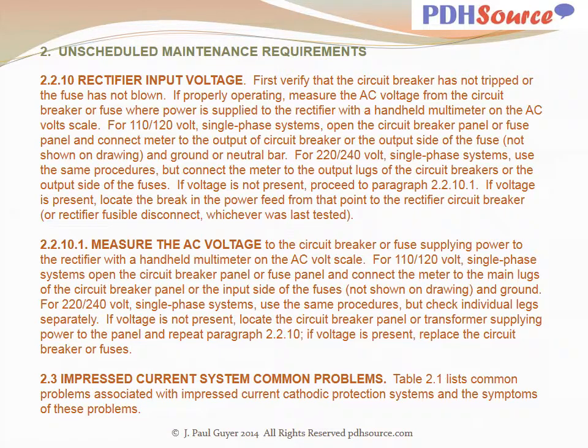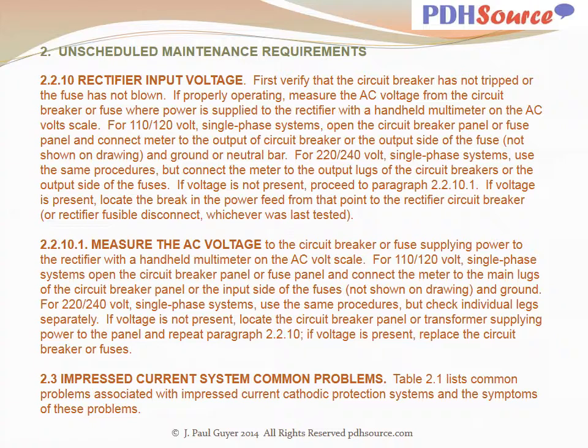With regard to the rectifier input voltage, first verify that the circuit breaker has not tripped or the fuse is not blown. If properly operating, measure the AC voltage from the circuit breaker or fuse where power is supplied to the rectifier with a handheld multimeter on the AC volt scale. For 110, 120 volt circuits, single-phase systems, open the circuit breaker panel or fuse panel and connect the meter to the output of the circuit breaker or the output side of the fuse, which is not shown on the drawing, and the ground or neutral bar.